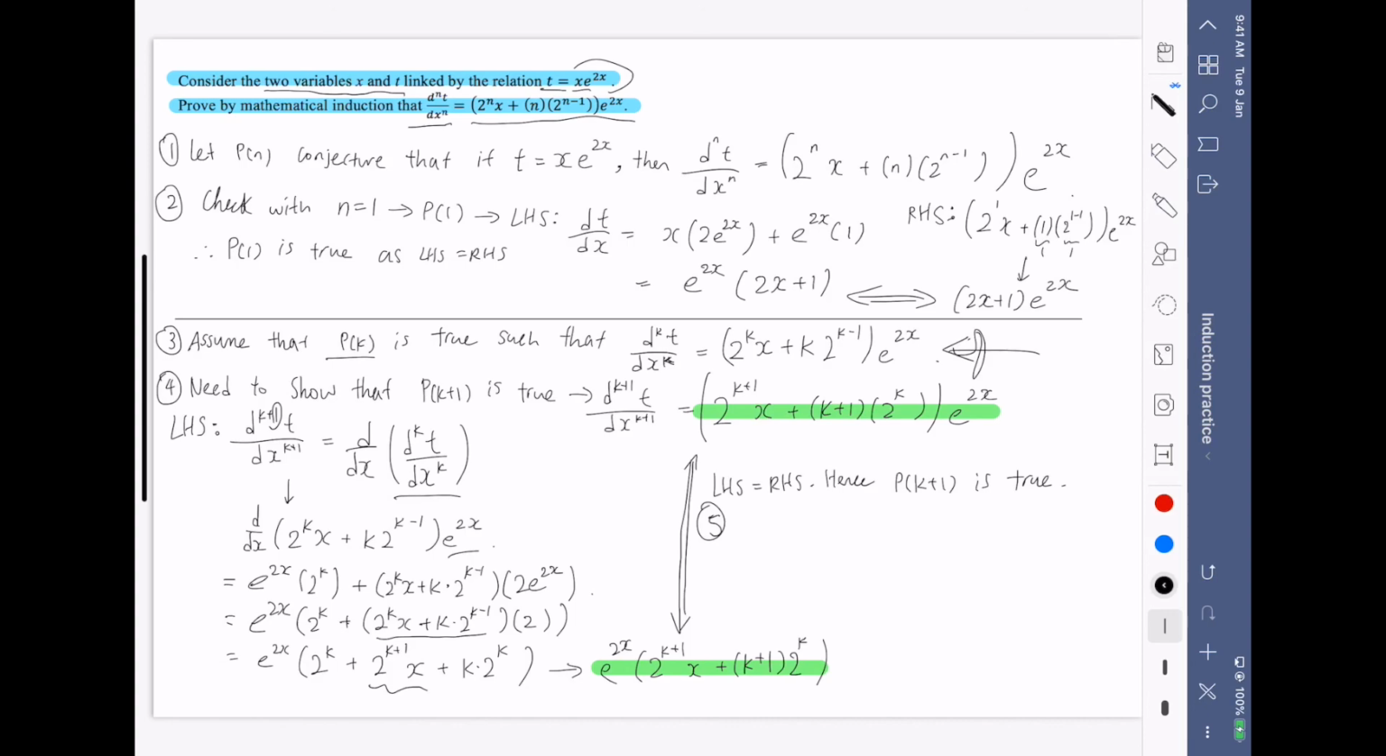And then, step 5, conclusion. P1 is true, and when Pk is assumed true, Pk plus 1 is also true. Hence, by mathematical induction, Pn is true.